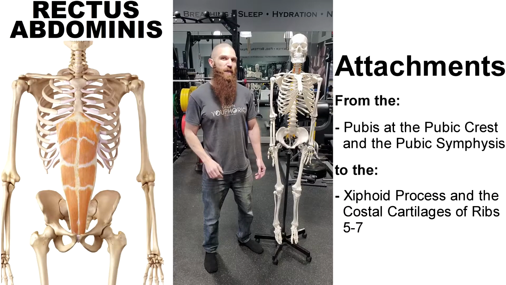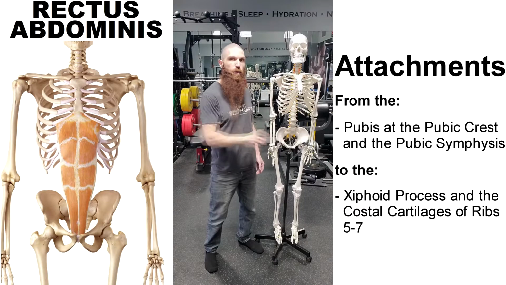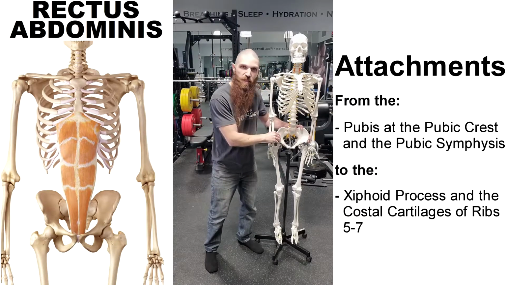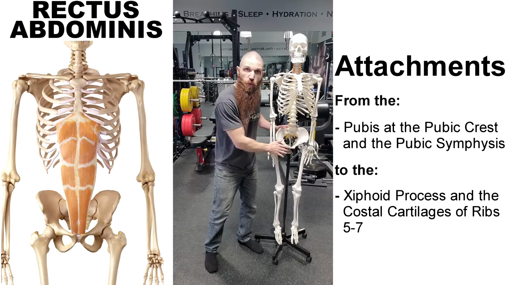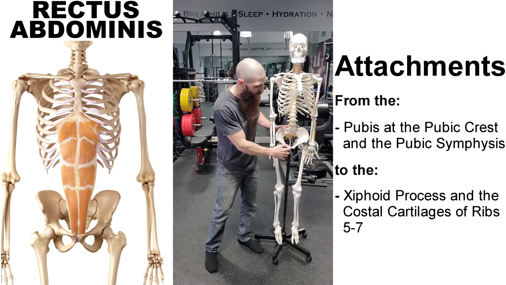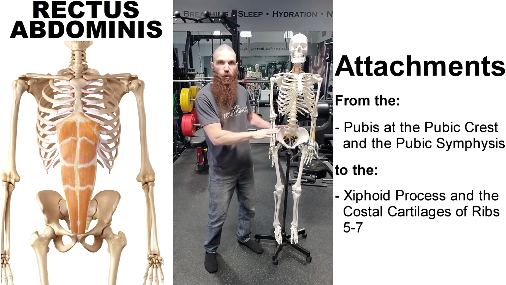For the rectus abdominis, there are only two areas that we need to be covering, and that is going to be the pelvis and the rib cage. Right over here, this is your pelvis, and at the most inferior aspect of your pelvis, we have the pubic bone right over here. Right down the middle, we have the pubic symphysis, and then right next to that, we have the pubic crest, and that's it in terms of the pelvis.